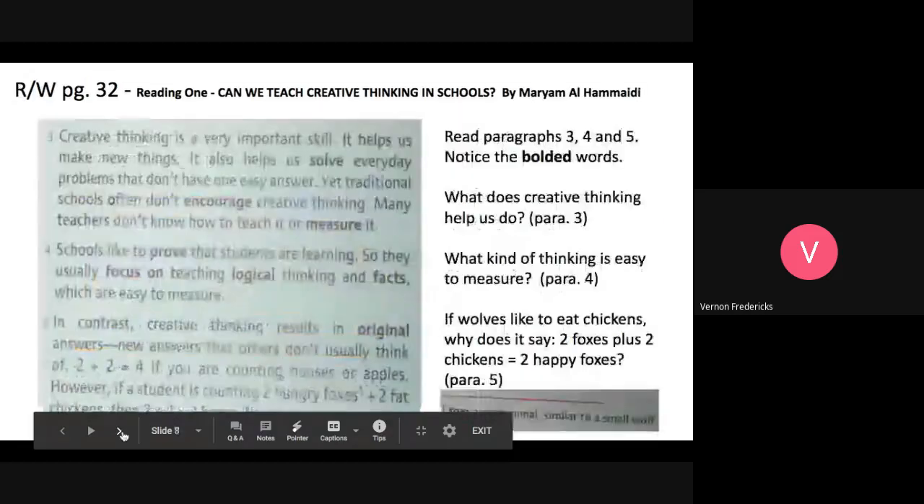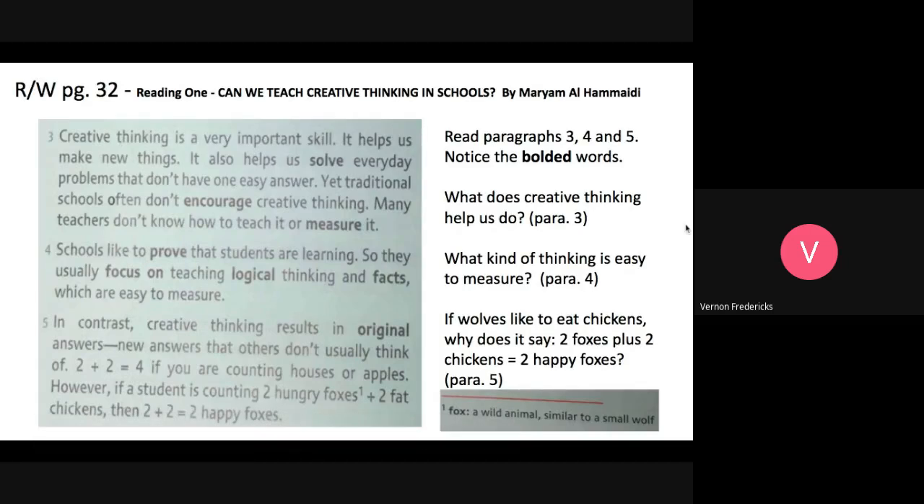Okay, next slide. Can we teach creative thinking in schools? Read paragraphs 3, 4, and 5. Notice the bolded words. So let's read paragraph number 3.